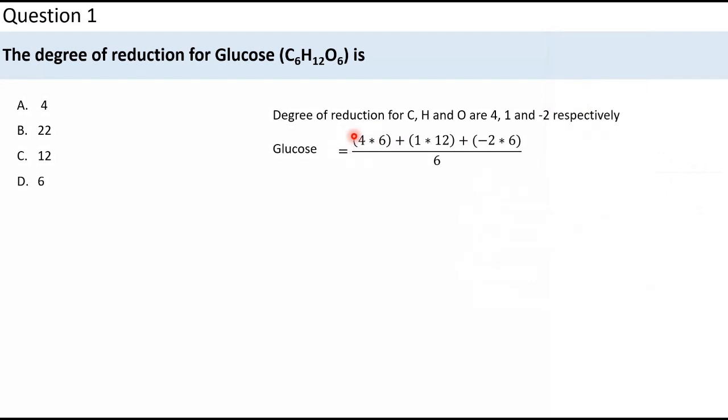Yeah, 4 is the degree of reduction for carbon, into 6 atoms of carbon in the glucose, and then 1 is the degree of reduction for hydrogen, and totally 12 atoms are there in glucose. And for O2 it is -4, but here we are considering it as O, therefore -2 into 6, divided by whatever is there in the substrate of carbon, which has to be taken in the denominator, that is W. So by multiplying it, 24 plus 12 minus 12 divided by 6, where plus 12 and minus 12 will get cancelled. Therefore, 24 divided by 6 will be 4. So the answer for the degree of reduction for glucose is 4.